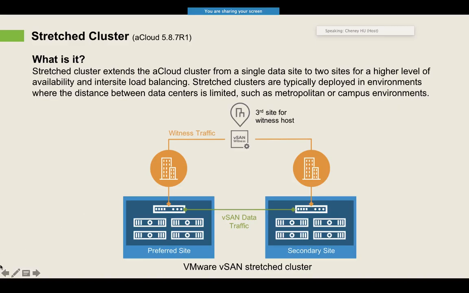This is from this slide. You can see that the topology is a typical vSAN stretched cluster from VMware, and for aCloud stretched cluster, the topology and the design philosophy remain the same.